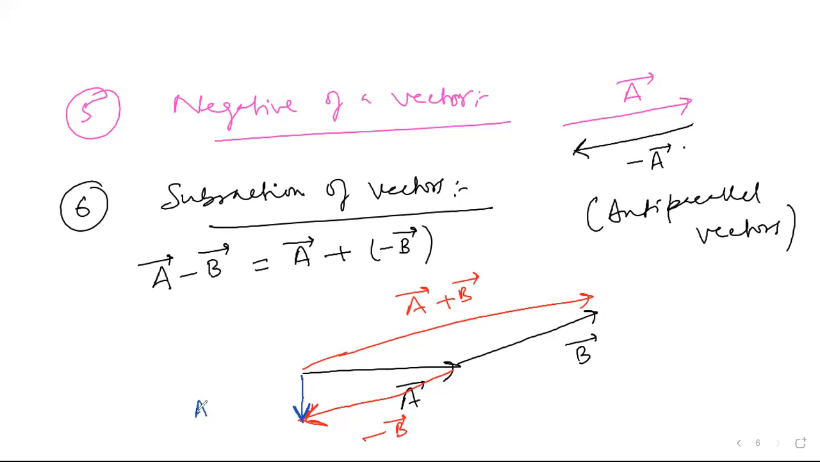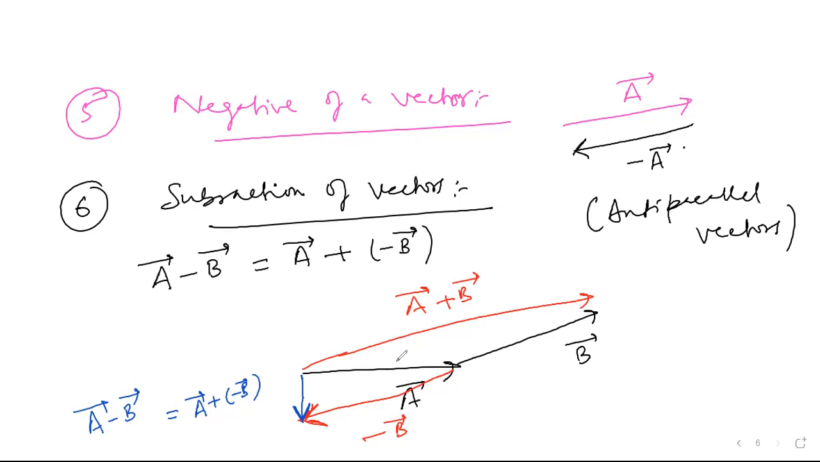Because it is A plus minus B. Therefore, it is A minus B. Got it? So in subtraction of vectors, we use the idea of negative of a vector.